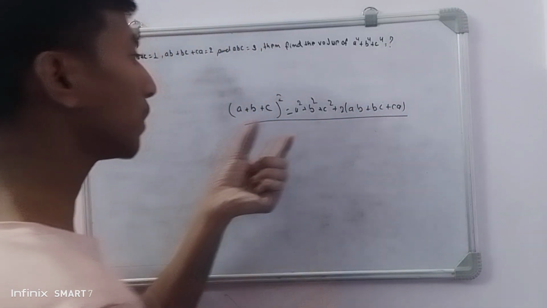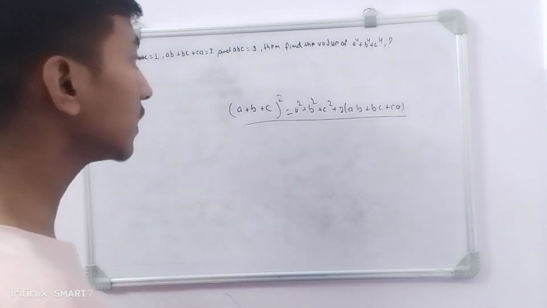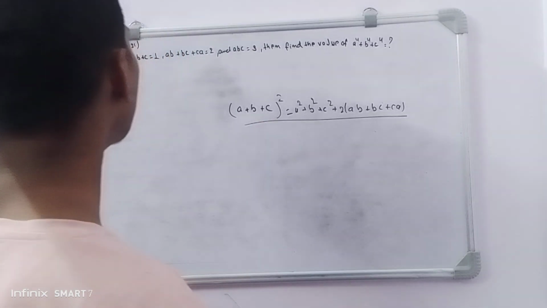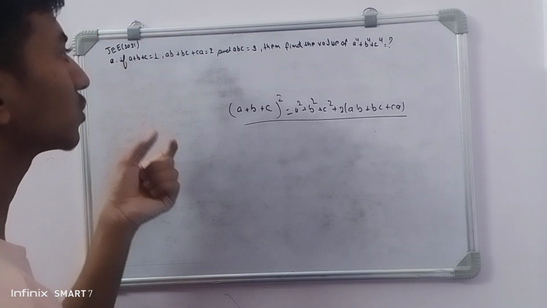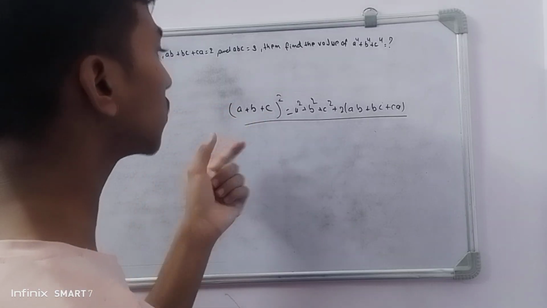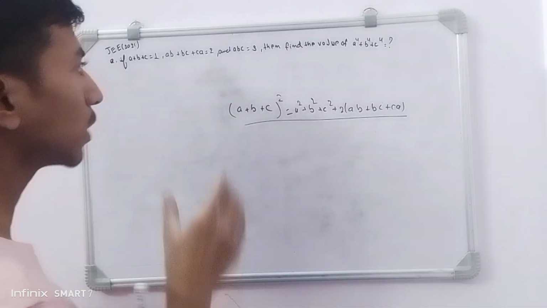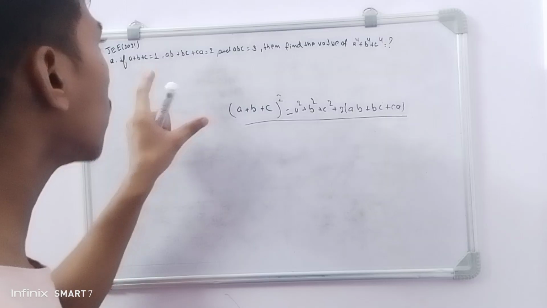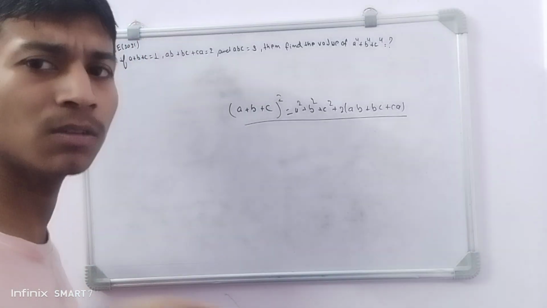So this is a very simple identity, but the question can be complex over this identity, as it is asked in the JEE. It is somewhat complex even though the identity is very simple. So I am going to solve it and teach you how to understand the approach to the question.